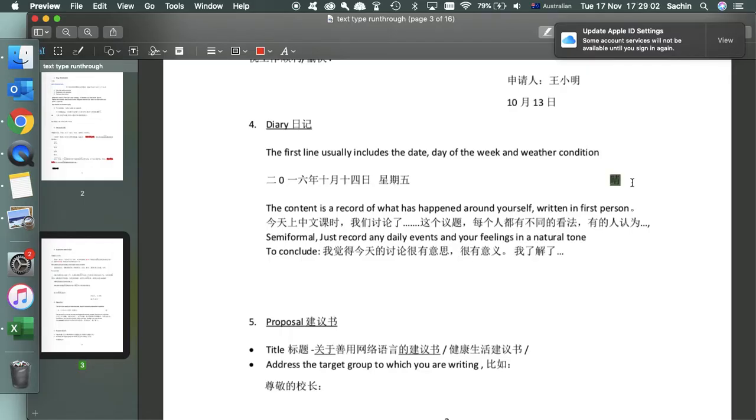Now, personally, I've never heard of anyone who puts the weather in as their diary entry, but if you guys do, then feel free to tell me why.